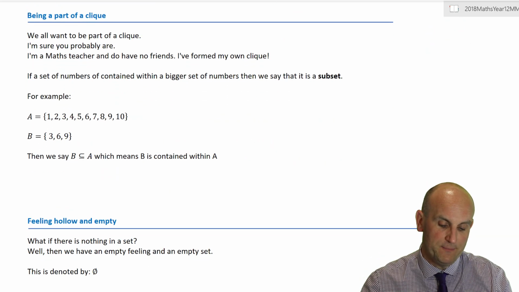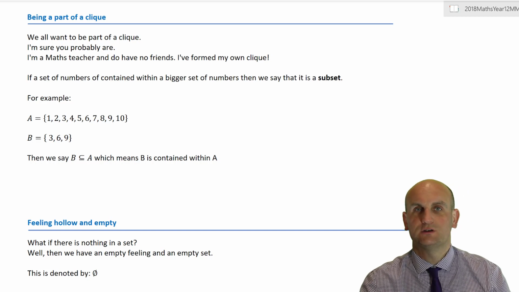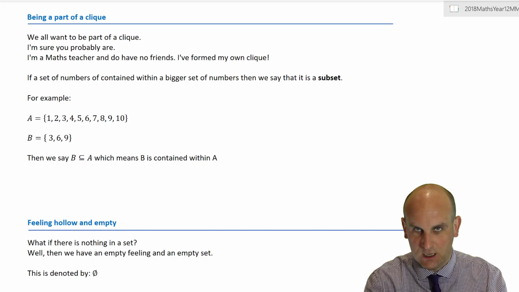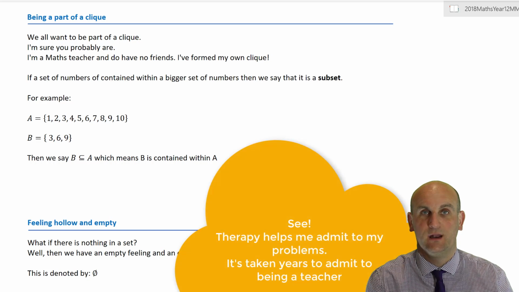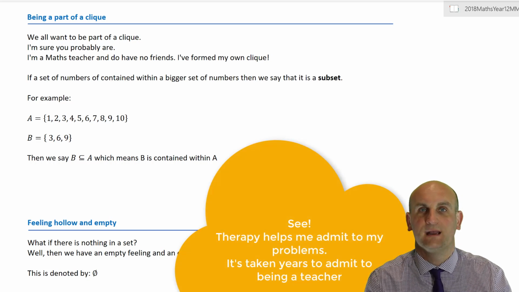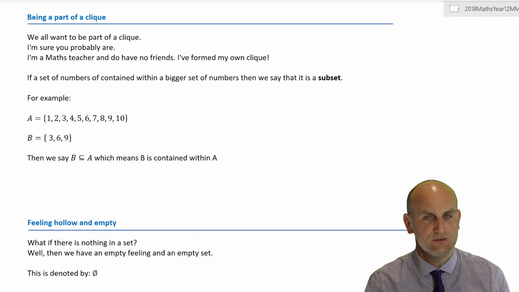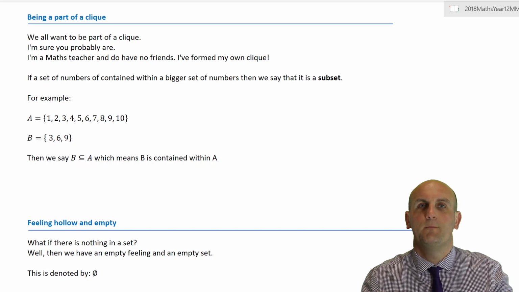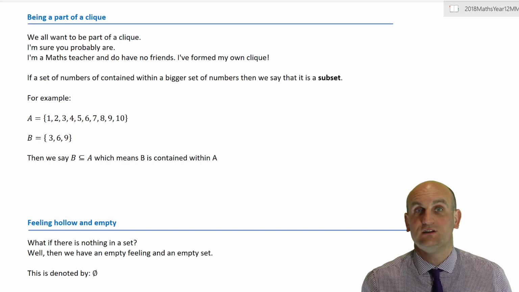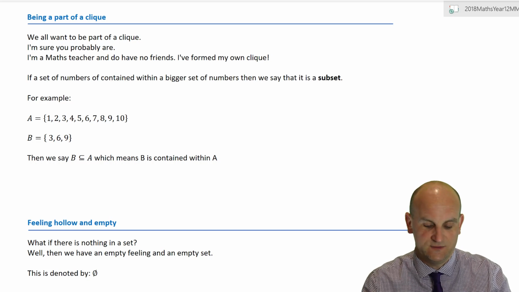But that notation is what you're going to have to start using for pretty much everything you do in this course. Now, being part of a clique is awesome because obviously I am a teacher, a maths teacher, and when I go into the staff room, I'm part of a bigger collective. I'm still a maths teacher, I'm still special, but when I'm in the staff room, I'm part of a bigger collection. So I am actually a subset of teachers. A maths teacher is a subset of teachers.